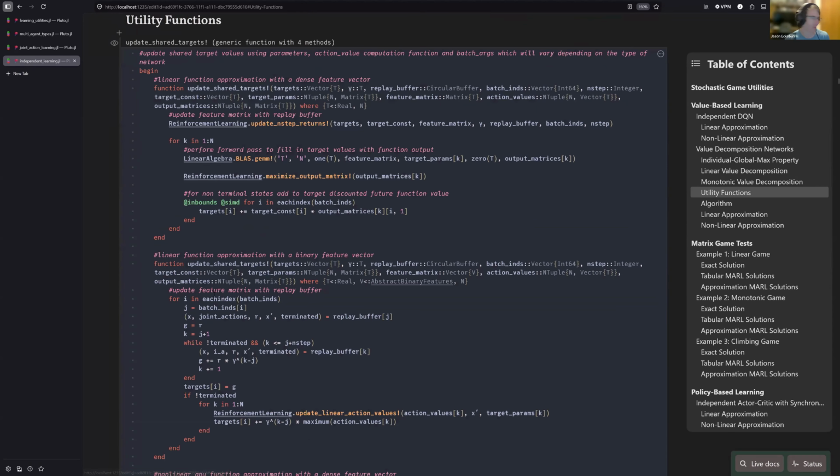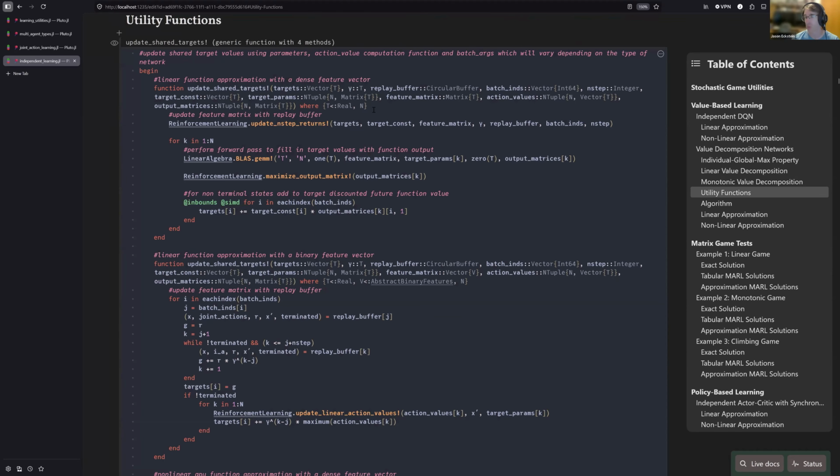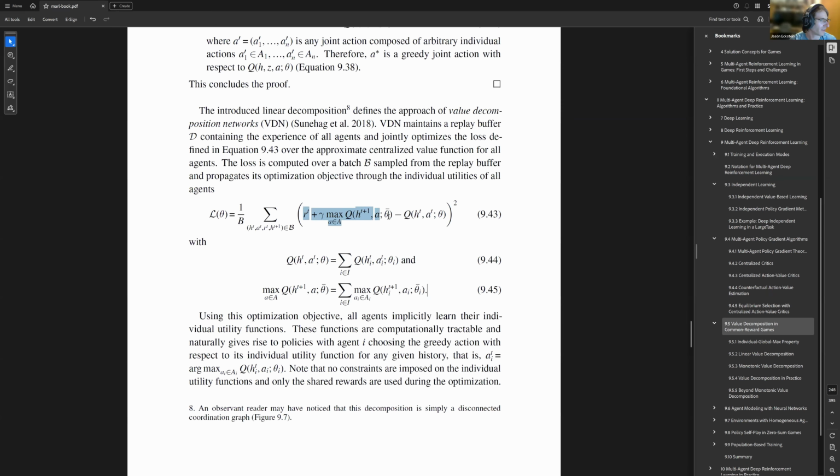I'll show a little bit of the code I have here. To get the target values, when we did independent learning in the past, the target values we were using were just related to the reward signal for that individual agent, right? Here we compute the target values like it's shown in the book. They inherently need to be computed over all of the agents, right?